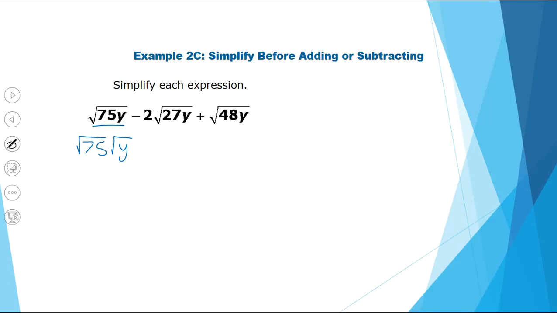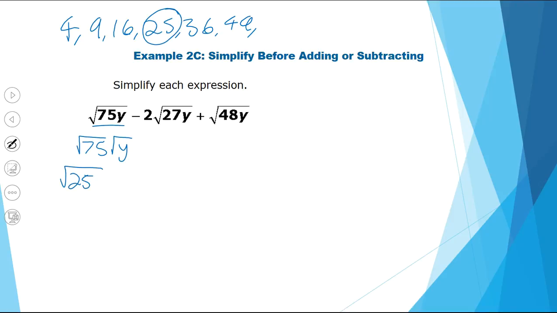Alright, so first thing I'm going to do is separate the 75 and the y, and then do these separately. So the square root of 75, of course 75 is not a perfect square. But I'm going to go ahead and write my perfect squares down here again. I think that's really all I'm going to need right now. But it is divisible by this perfect square, 25, right? 25 and what makes 75? 25 and 3. So I'll separate these out, break them up.